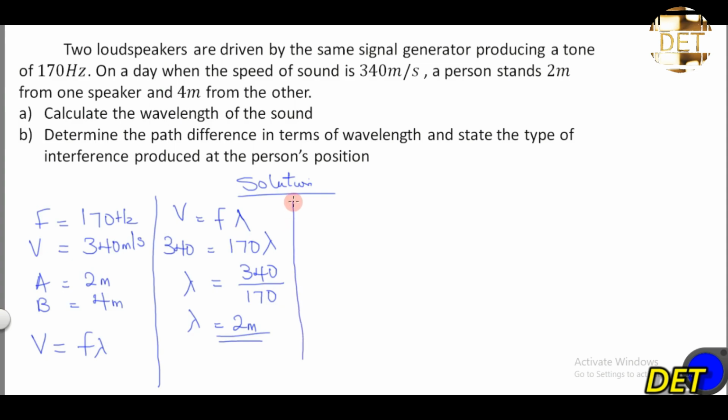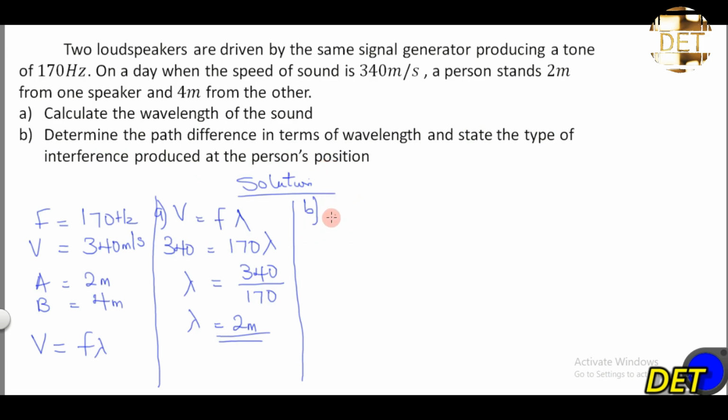So this is our question A, we've answered it: calculate the wavelength of the sound. This is the wavelength of the sound. Then option B is to determine the path difference in terms of wavelength and state the type of interference produced at the person's position.